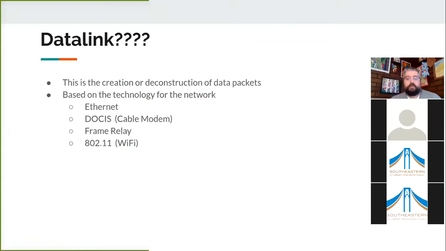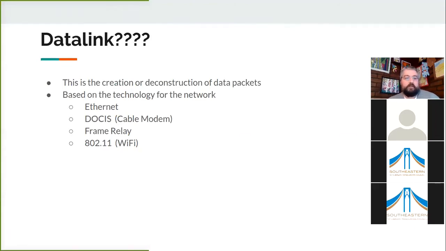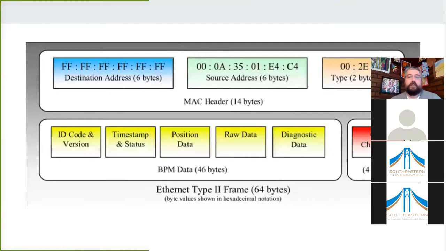Ethernet is what's used for most places on site. I have actually done work on a token ring network before. Most people have never heard of token ring, but that is another one that used to be used a while back. Then there are cable modems, the DOCSIS connection, and frame relay. Wi-Fi is not really Ethernet. 802.11 is the standard for it, but that is its own data link. That's where the packets get made up.